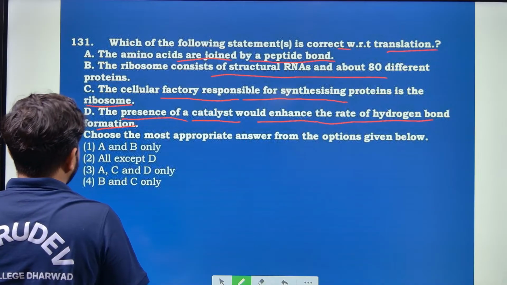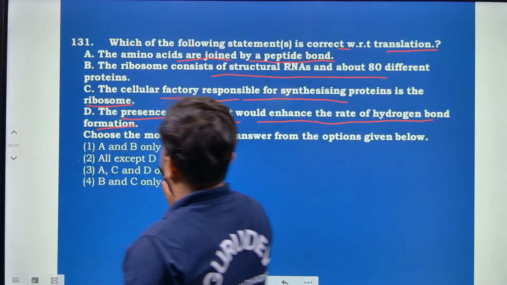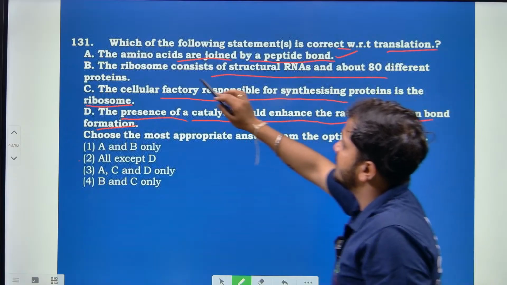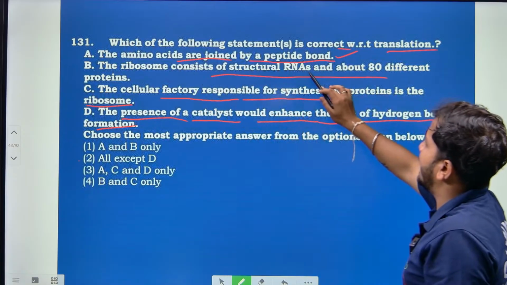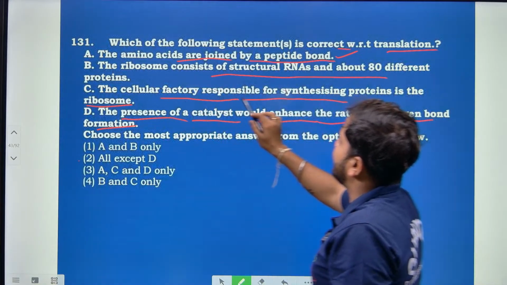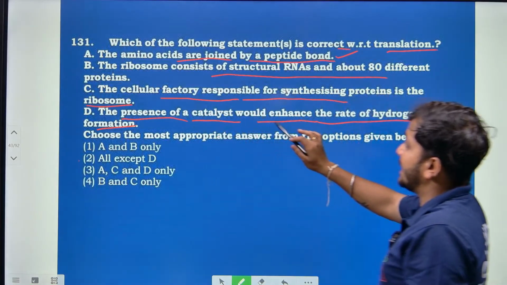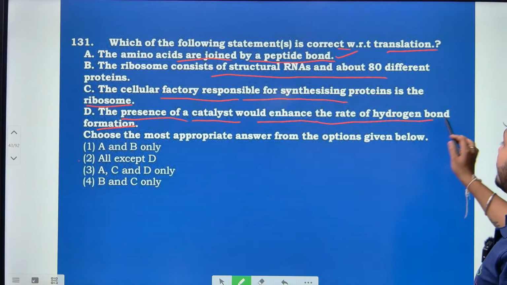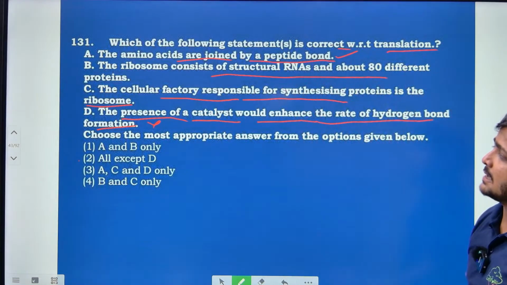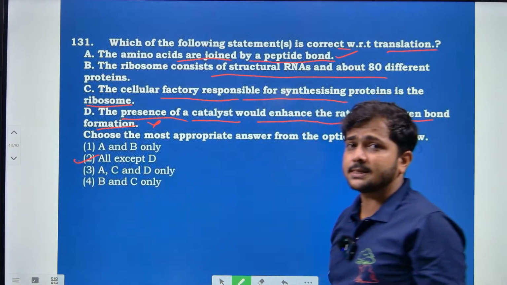Here, all except D are correct, right? The amino acids are joined by the peptide bond, yes, it is correct. The ribosomes consist of structural RNAs and about 80 different proteins, that is also correct. The cellular factory responsible for the synthesis of protein is the ribosome. The presence of a catalyst could enhance the rate of hydrogen bond formation, that is not correct with respect to translation. So the answer is all except D are correct, right?